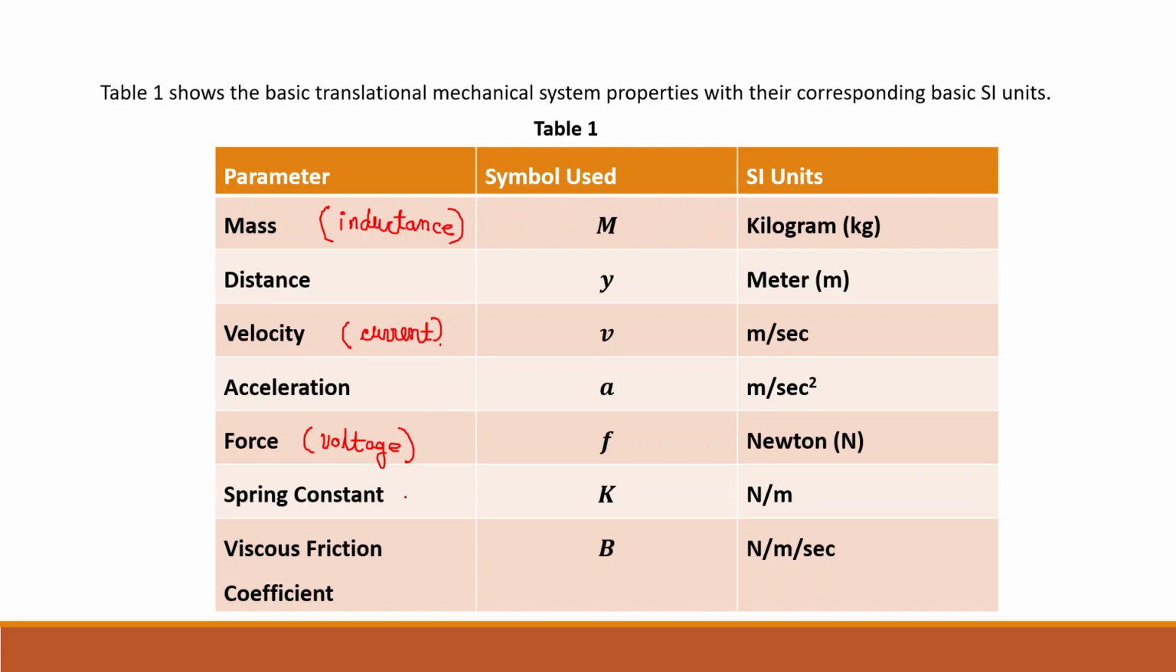Spring constant can be considered to be 1 by the capacitance. Damper, by the name you can see, damper coefficient or viscous friction coefficient. In the electrical domain there is one thing, resistance. These are the analogous components.